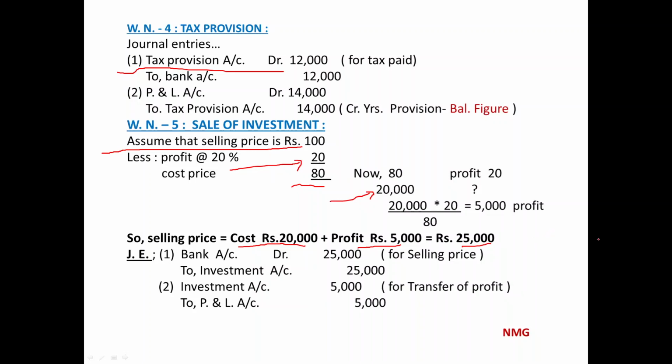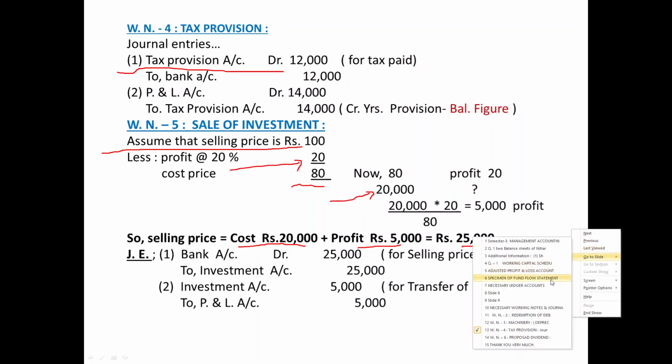Let us pass journal entry. Bank account debited rupees 25,000 to investment account credited 25,000. So we reported a total selling price of rupees 25,000 including profit. So obviously we need to eliminate the impact of profit which is included in the selling price 25,000. So second journal entry for transfer of profit, investment account debit to profit and loss account credit.